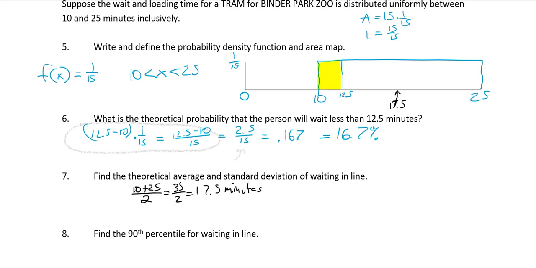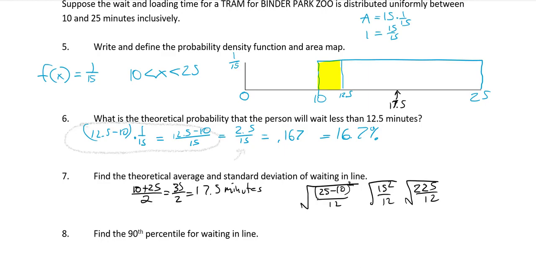17.5 minutes. Now let's do the standard deviation. Standard deviation is high minus low of the rectangle, quantity squared divided by 12, then we take the square root. So we got 15 squared divided by 12, then we take the square root. 225 divided by 12, then we take the square root. And wait, 225 divided by 12?